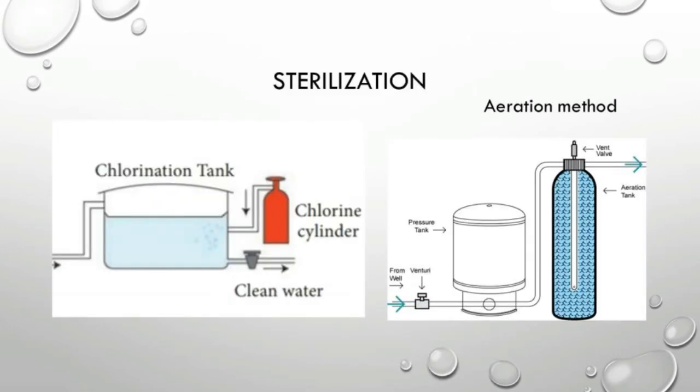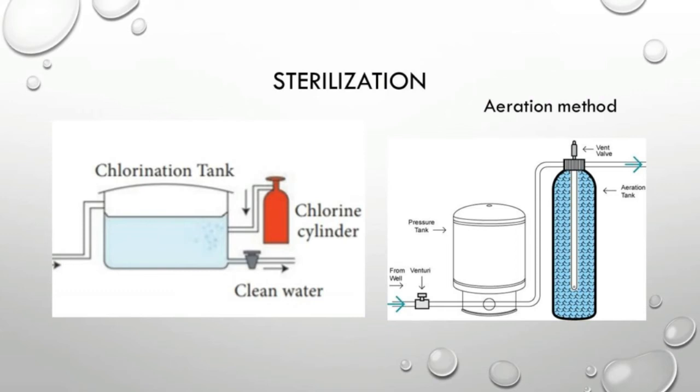The next important process, sterilization. The filtered water is treated chemically to remove the remaining germs or bacteria. This process is called sterilization. The chemicals that are used in this process are chlorine and ozone. The water from filtration tanks is pumped into the chlorination tanks where chlorine is added to remove harmful bacteria and other germs. The process of adding chlorine in adequate amounts to water is called chlorination.